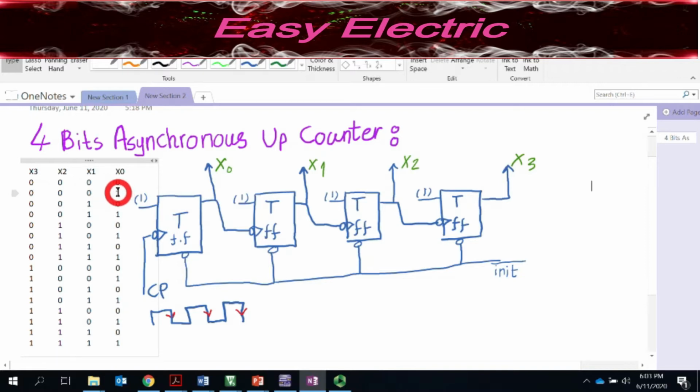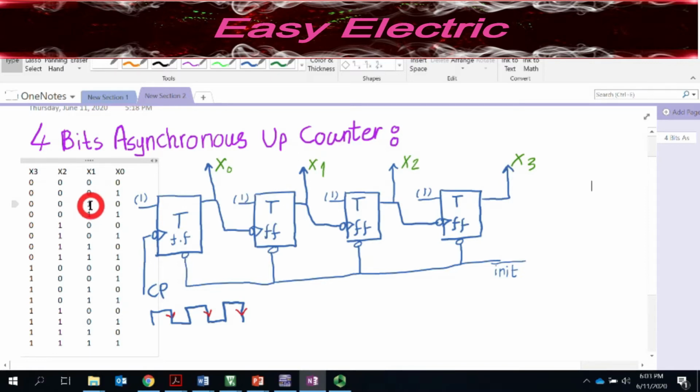Then you take a look at the clock pulse, which is this. It changed from 1 to 0. Changing from 1 to 0 is a falling edge. So it takes a look at the input. It's 1. It toggles. So I'm in 0, if I toggle, I'm actually in 1. And then it repeats that pattern.